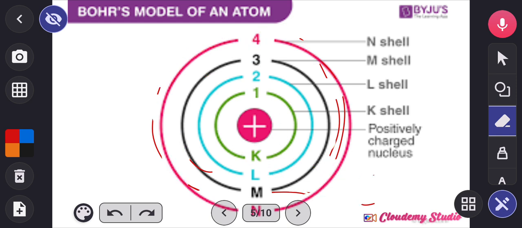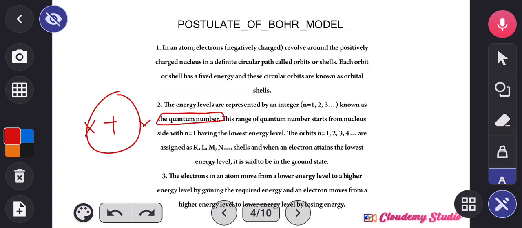Can you see this is the nucleus here? And you see that at the side of the nucleus, we have the first orbit, right? So it says that each energy level is represented by n equals 1, having the lowest energy level.